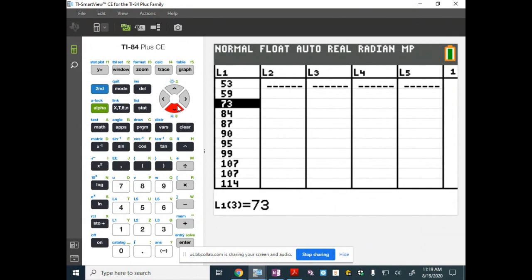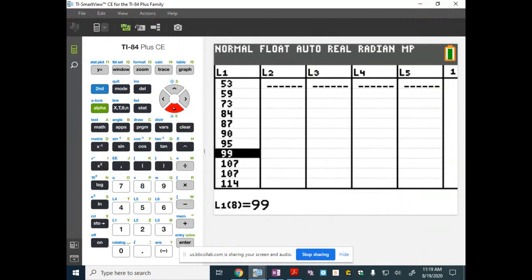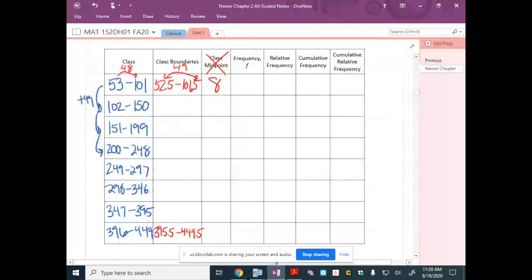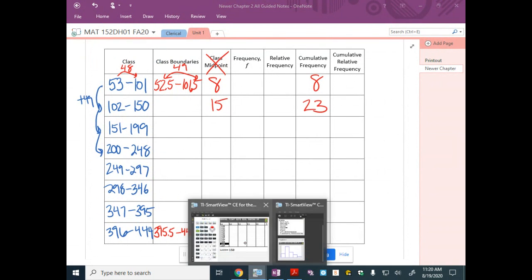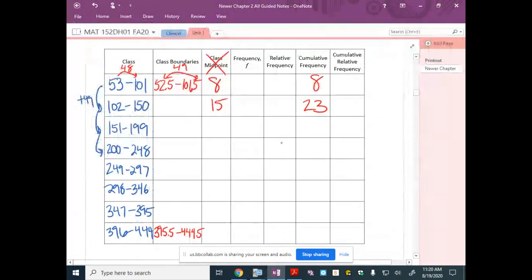So for 53 to 101, we have 1, 2, 3, 4, 5, 6, 7, 8. We have 8 in that first group. Now we are going to have 8 groups here. 102 to 150. 1, 2, 3, 4, 5, 6, 7, 8, 9, 10, 11, 12, 13, 14, 15. So the cumulative frequency was 8 for that first one, and this one was 23. 151 to 199. 1, 2, 3, 4, 5, 6, 7, 8. Cumulative frequency would be 31.